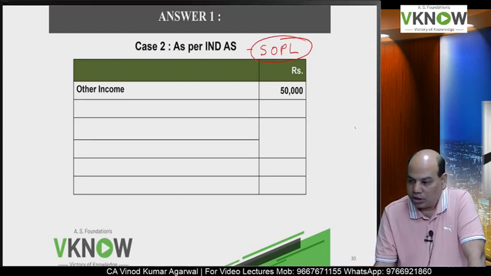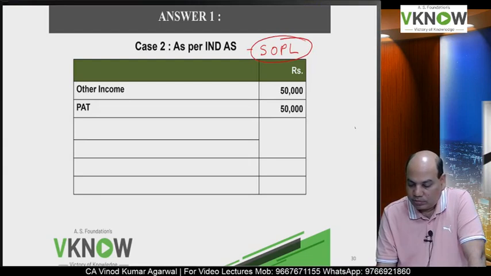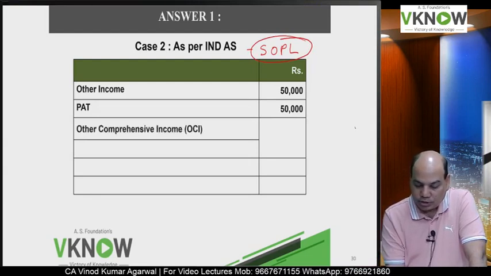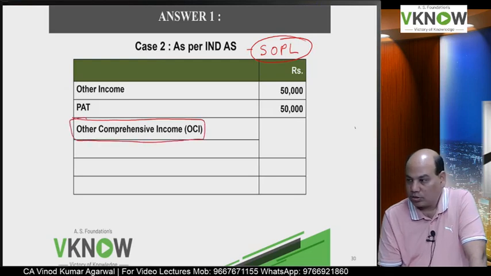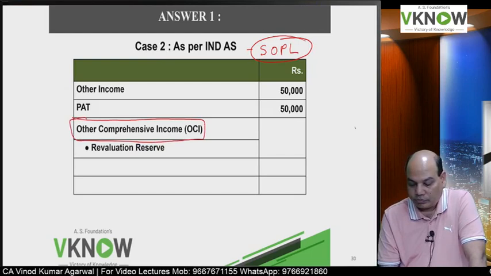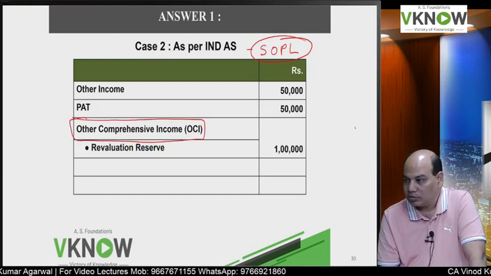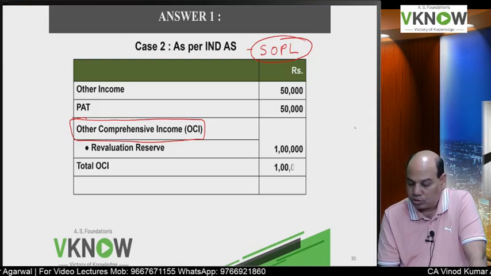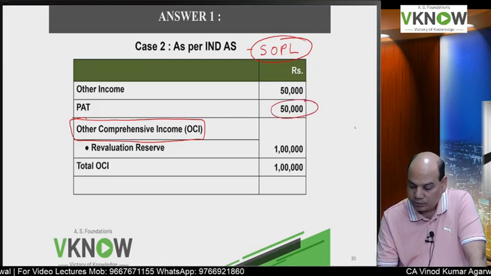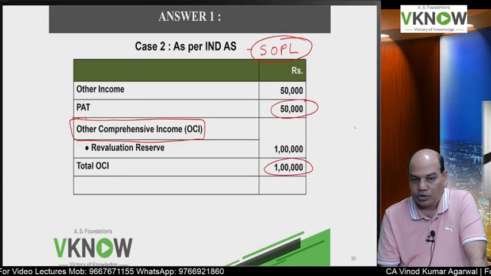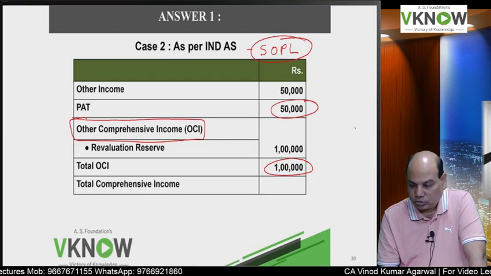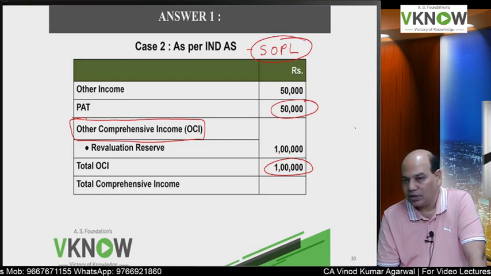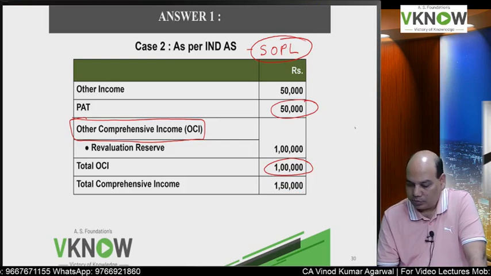So here I am going to write other income. PAT will also be 50,000, but then I will have one more component in the statement of profit and loss, OCI. And what will come here? Revaluation reserve. How much? 1 lakh. So total OCI 1 lakh. 50,000 is profit, 1 lakh is OCI. Total of profit plus OCI, that is called total comprehensive income, TCI, will be 1,50,000. Understood?